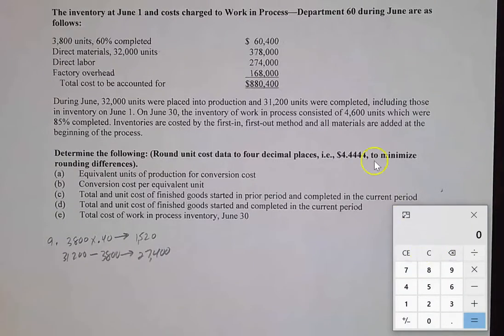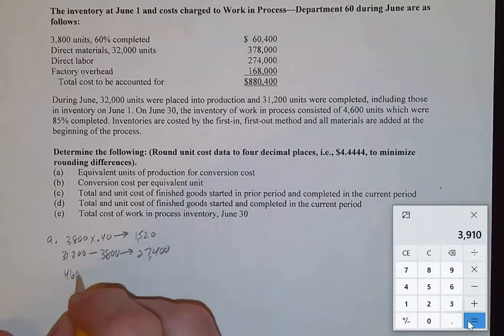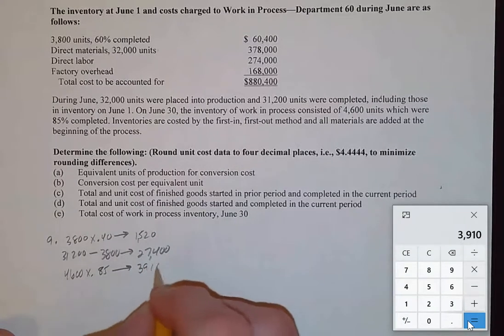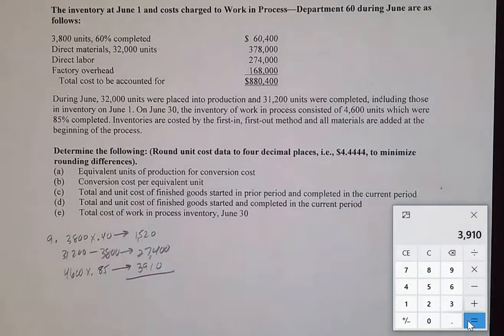We have one more thing we have to do, because this is asking us for equivalent units of production for conversion. We have to take this 4,600 units here and say, okay, well, you know what though? They're 85% complete, and that's another 3,910. So we're going to take 4,600 times 0.85, and that's 3,910. And we're going to add up.